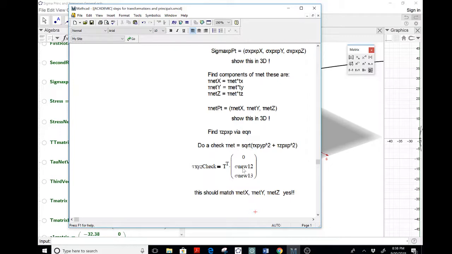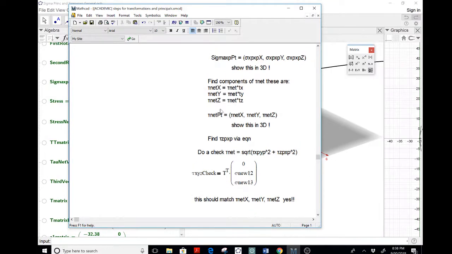So all I'm doing is taking sigma nu 1, 2 and sigma nu 1, 3, the first row of the nu matrix, and I'm pre-multiplying T transpose with that vector, and I should get tau xyz check, which I just did over here. I got tau net in the x, tau net in the y, and tau net in the z. And those are just the components of that special tau net. So that's a super cool check.